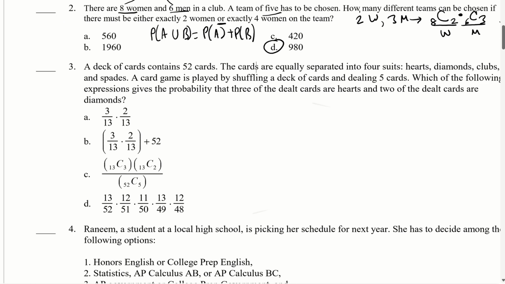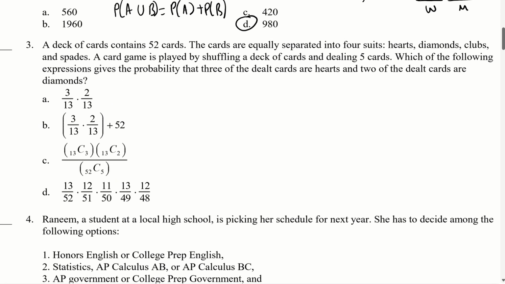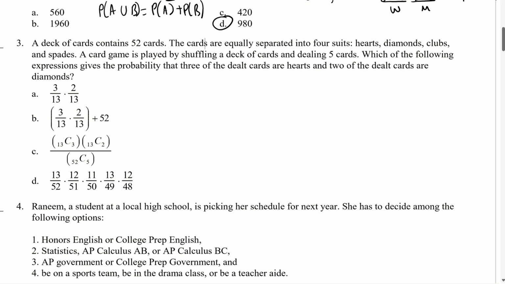All right, so let's look at number 3. A deck of cards contains 52 cards. The cards are equally separated into 4 suits. So we got hearts, diamonds, clubs, and spades. A card game is played by shuffling a deck of cards and dealing 5 cards. Which of the following expressions gives the probability that 3 of the cards are hearts and 2 of the cards are diamonds? Okay, so 3 hearts, 2 diamonds.